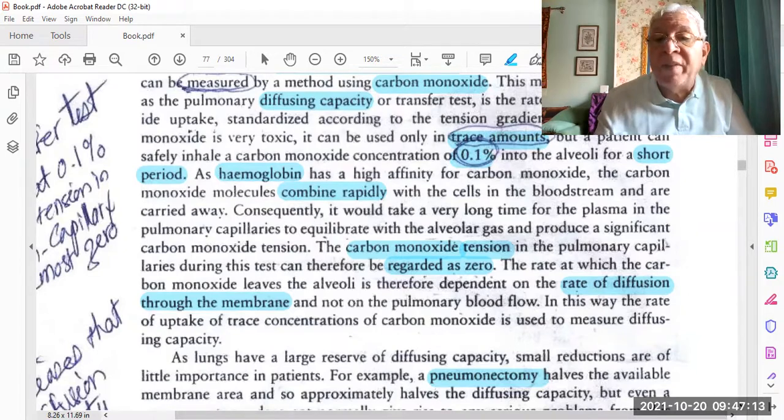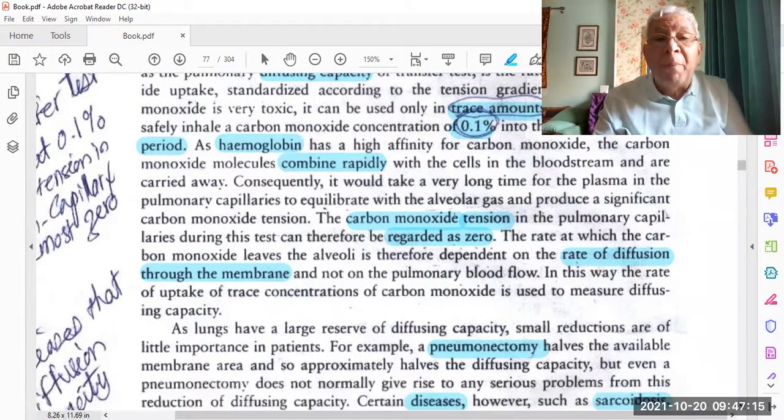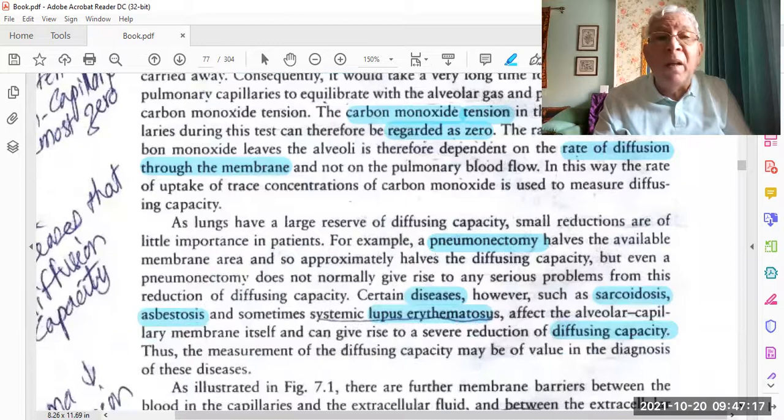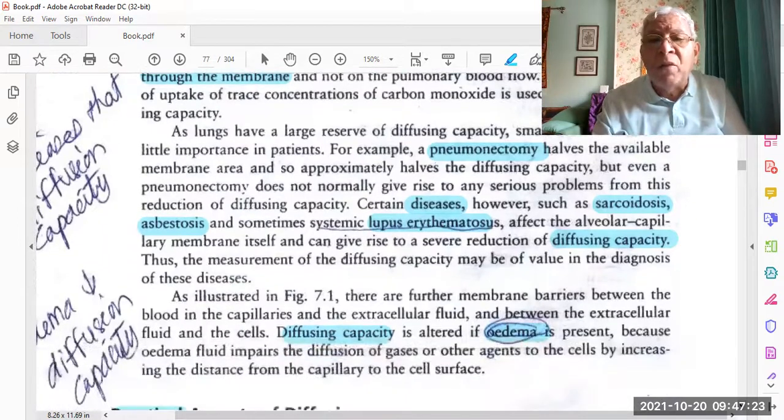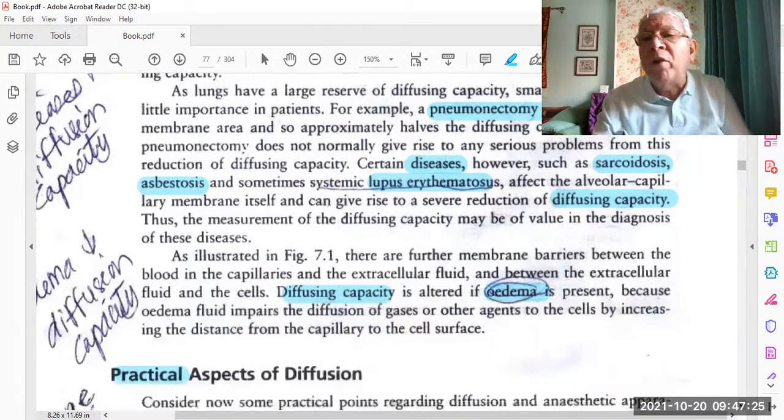So this is the first test of the capability of the lungs. Of course, if you have had a pneumonectomy, it will be much affected by this. Of course, if you have edema, it will also affect the diffusion.